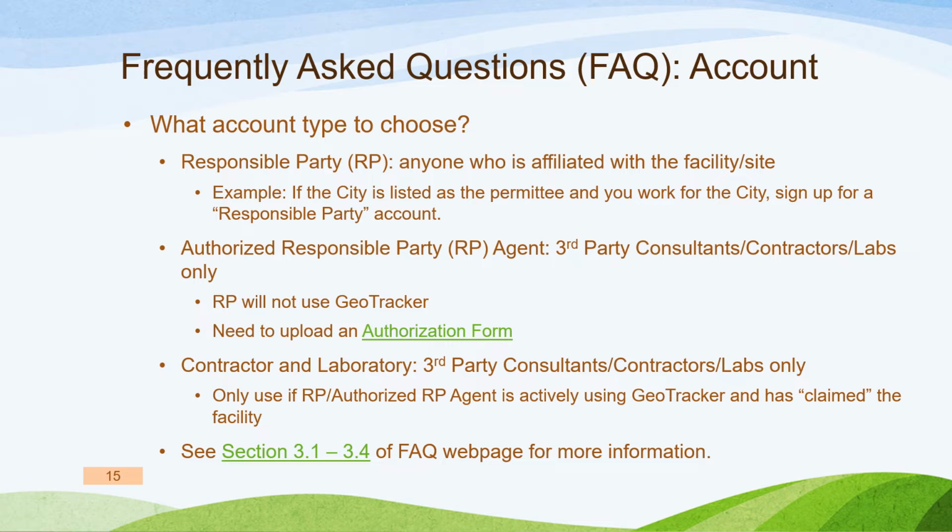In this particular case, the third-party group would need to upload an authorization form, and a link to that authorization form is provided on this page. Now, if their client or the responsible party is using the GeoTracker system to manage their site, that third-party group will need to select either the contractor or laboratory account and use that account to manage their uploads. For more information, feel free to see sections 3.1 to 3.4 of our FAQ page.